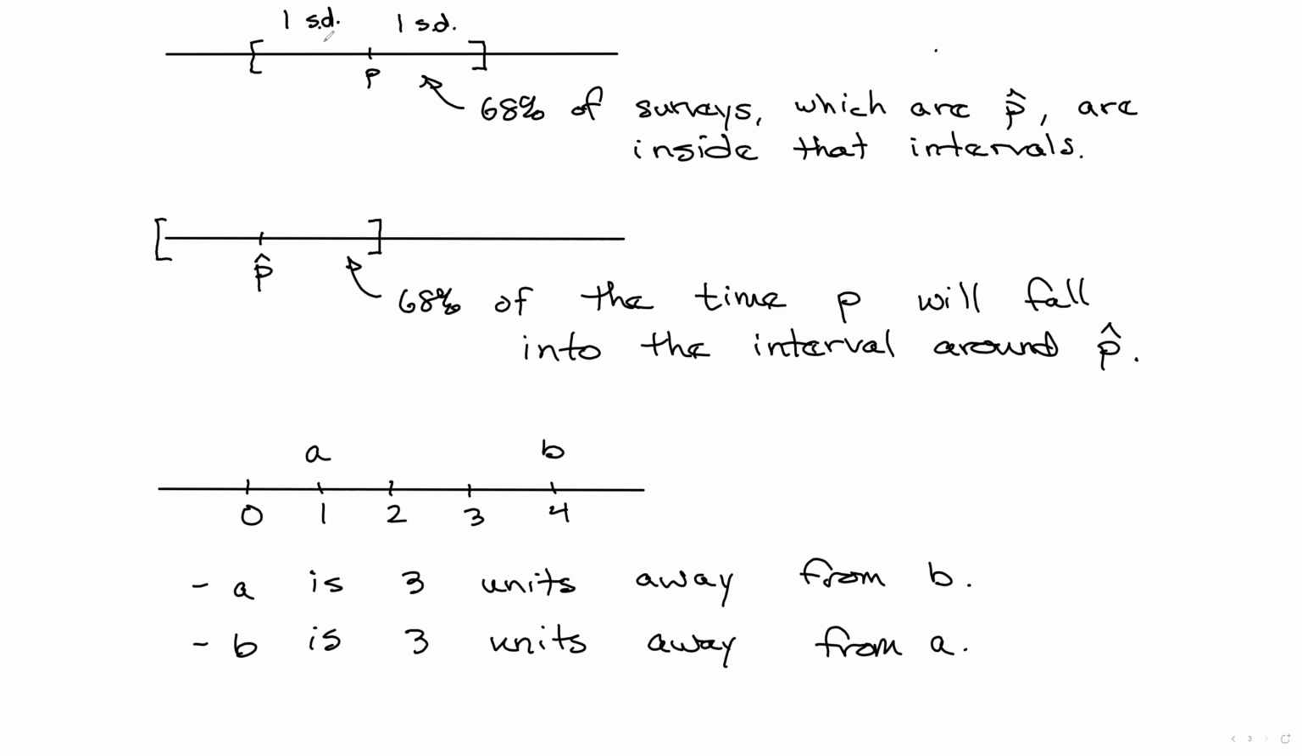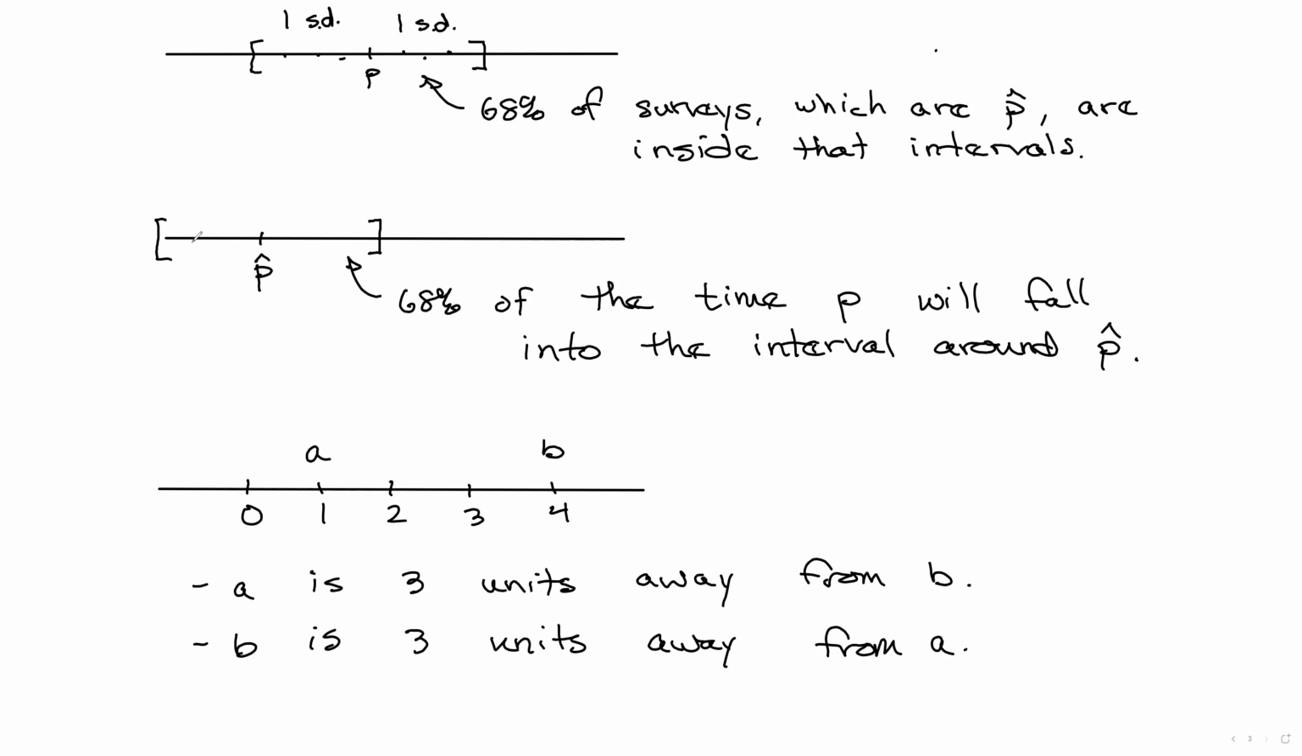In this case, the P hats are all distributed around P. There's a P hat here and a P hat here. Each P hat is a survey. You go out and talk to 1,000 people, you get a result, that's a P hat. So you might have a P hat there and there and there. The idea is if you take all of those P hats, 68% of them are in this interval.